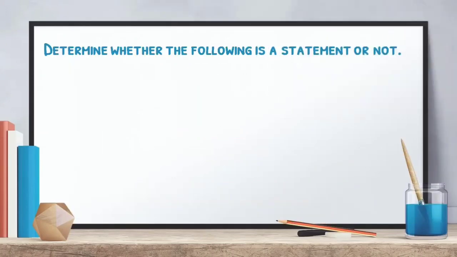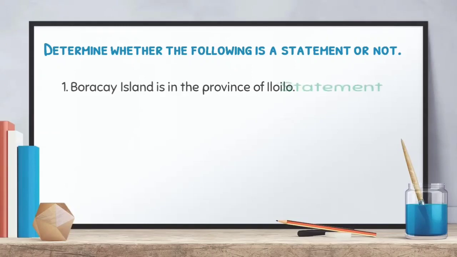Now let's have a short activity. We're going to determine whether the following is a statement or not a statement. So let's start with our statement number 1. Boracay Island is in the province of Iloilo. Is this a statement or not a statement? Very good. It is a statement. Although our statement is false because Boracay Island is in the province of Aklan.